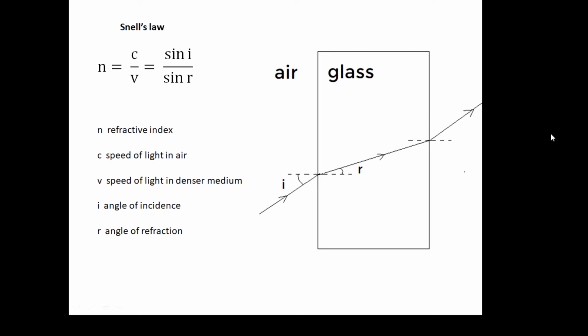This is very GCSE. A little trick, if you're not sure if it's an angle of incidence or an angle of refraction, just remember that i is the bigger angle. There's a big angle and a small angle, and if sine i over sine r is going to be bigger than 1, then i has to be bigger than r.